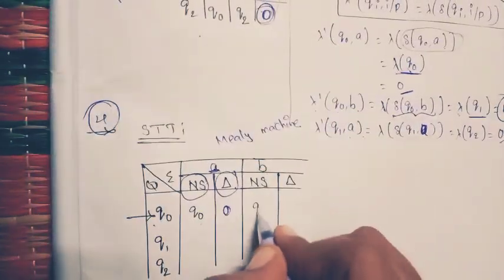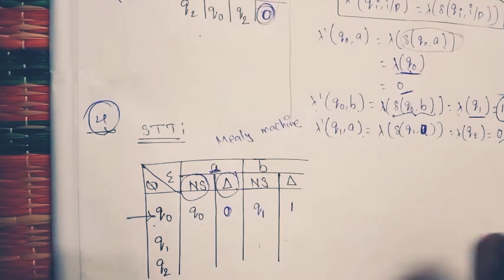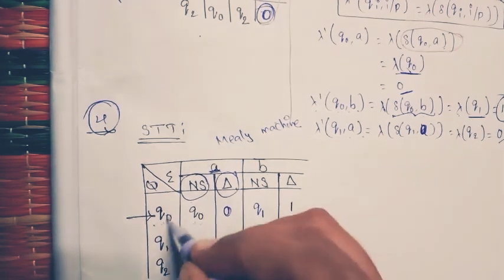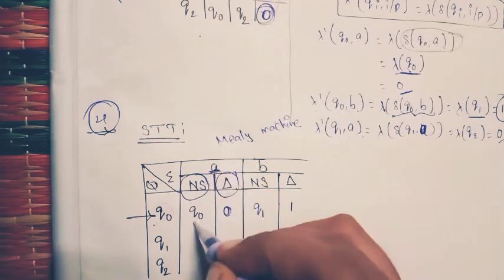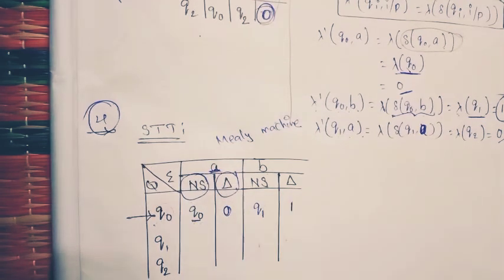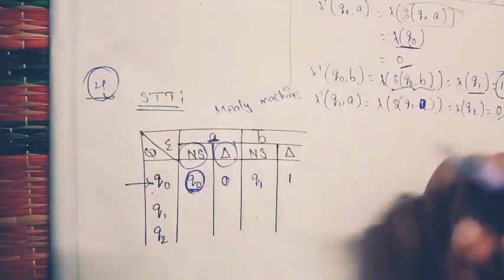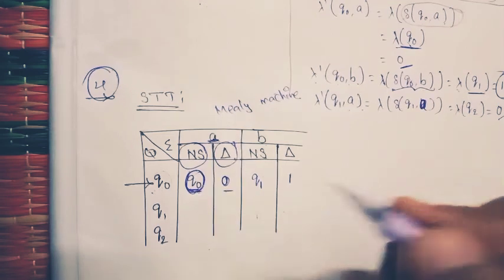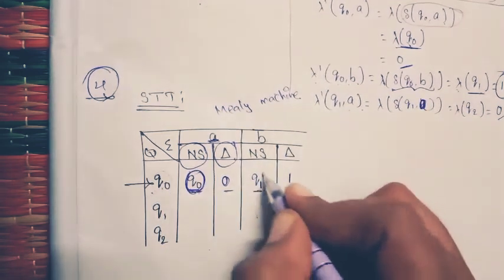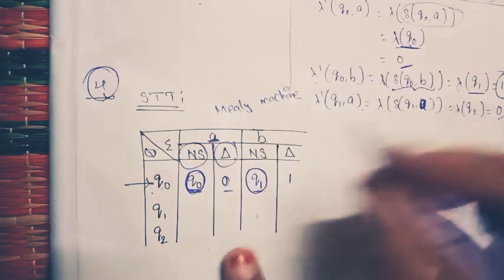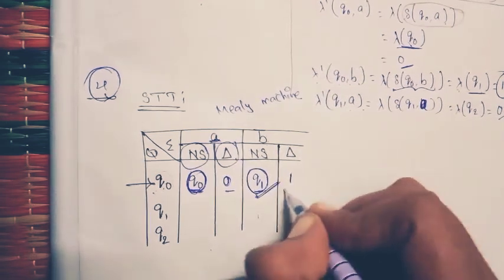That means Q1 of 1. I think you understood, guys. First of all, we need to write the next state. That means Q naught of A, the state we need to write here. And what's the output this state has? We need to write here. For this Q naught of B, the next state we are writing here. And then the output which this state consists of, that we are writing here.